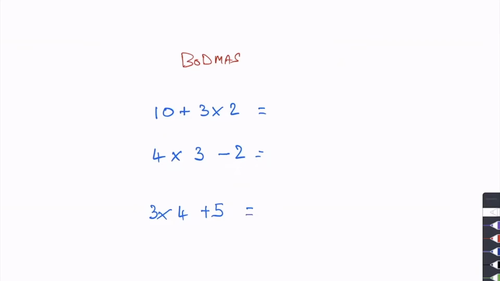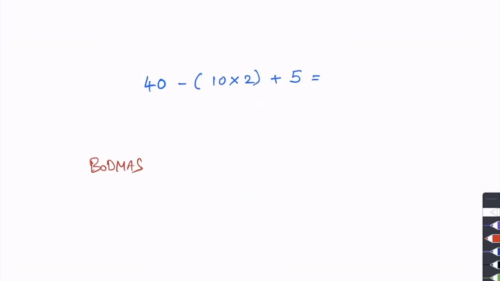Okay, let's see how we did. Well, in the first one, we can't see any brackets, but we do see some multiplications. So 3 times 2 is 6, 10 plus 6 is 16. If you didn't do that, you would have done 10 plus 3, which is 13, and 13 times 2 is 26, which is incorrect. Let's look at the second one. Well, we have multiplication. It appears right at the start this time. 4 times 3 is 12. 12 minus 2 is 10. And the last one, 3 times 4 is 12. 12 plus 5 is 17. So I hope you found that a little bit easier.